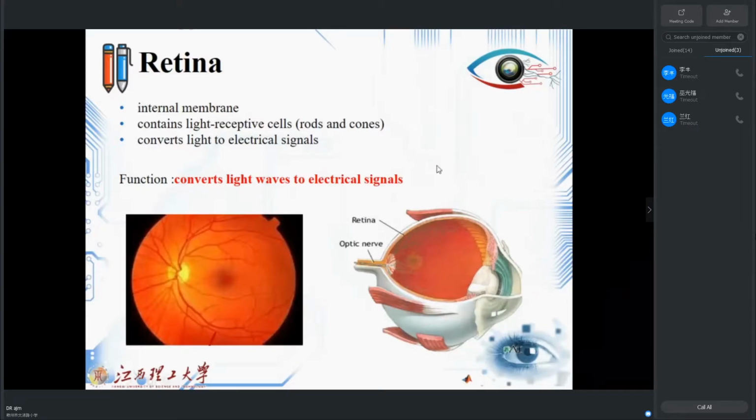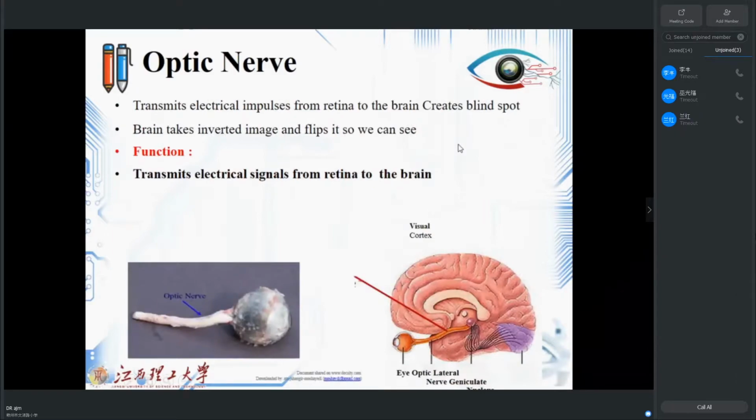Here I show you the retinal part, which you can see in dark red in the figure, and you can see its position. Now, one of the important parts is the optic nerve, which is something like a wire. It transmits the electrical impulse from the retina to the brain and creates the blind spot. The brain takes this inverted image and flips it so we can see.